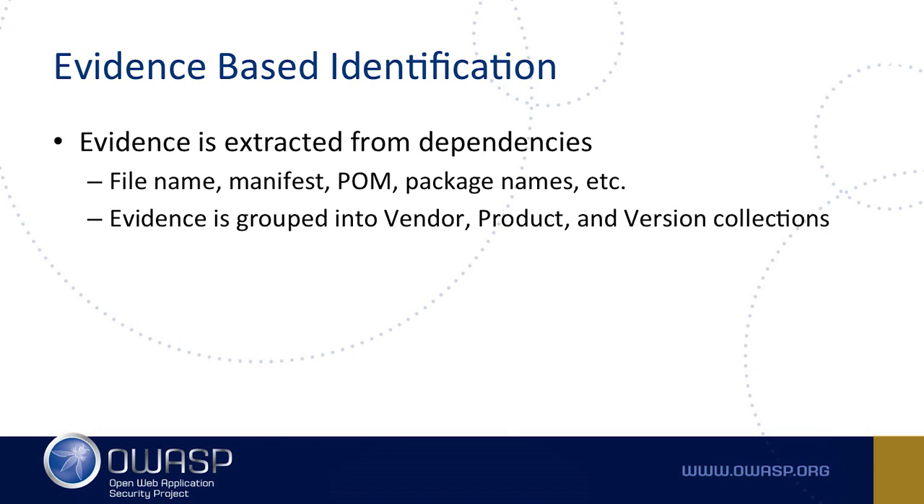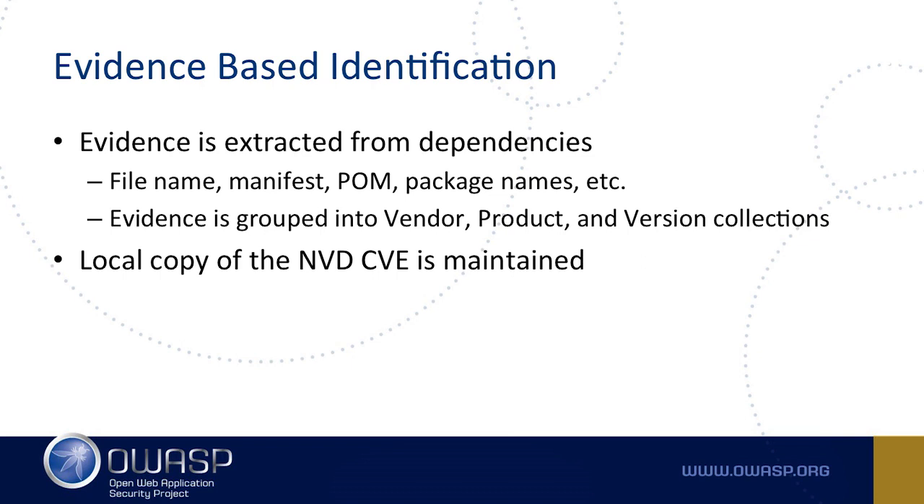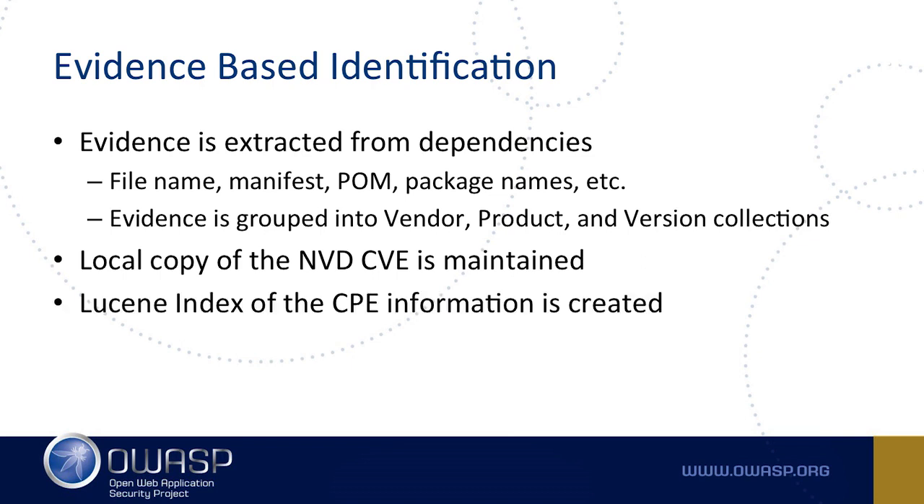We're going to take all of that information and dump it into a vendor product and version collection. And then we take a local copy of the NVD CVE data, and we create a Lucene index of the products and vendors. And then we do a fuzzy search against the evidence, against this Lucene index of the CPE data, to do a fuzzy match and figure out what the libraries are. It actually works really well.